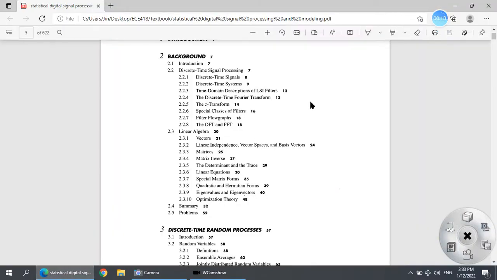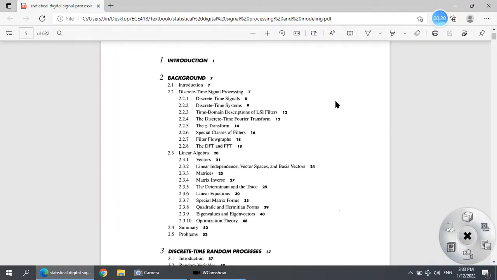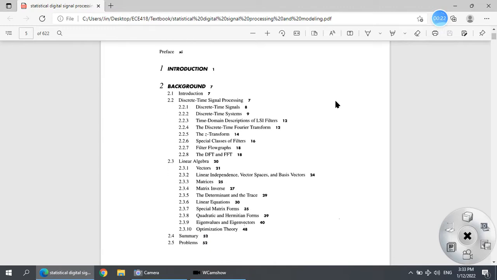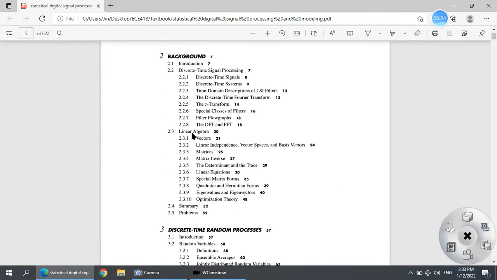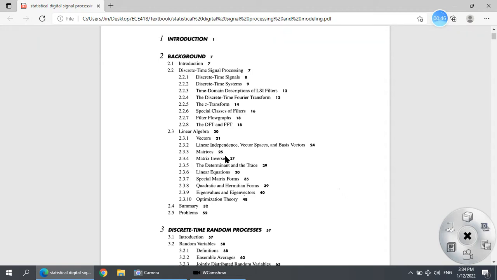Here's the textbook, the contents page. Linear algebra, section 2.3. So we will go over this part, not just today; we need several days to study the material here. The basic things in this part you should already have from your linear algebra course, but we have some advanced topics here. Alright.